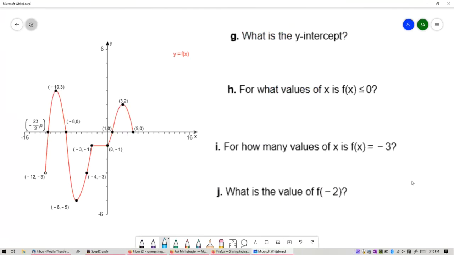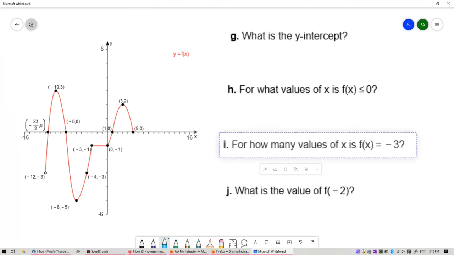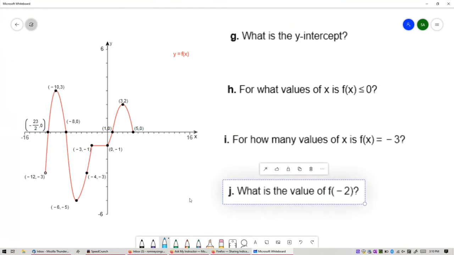Okay, so here we have, this is almost like a continuation of the last example. However, the graph is a little bit different. So we have the graph on the left, and we want to answer these questions about the y-intercept. For what values of x is f of x less than or equal to 0? For how many values of x is f of x equal to negative 3? And what is the value of f of negative 2?